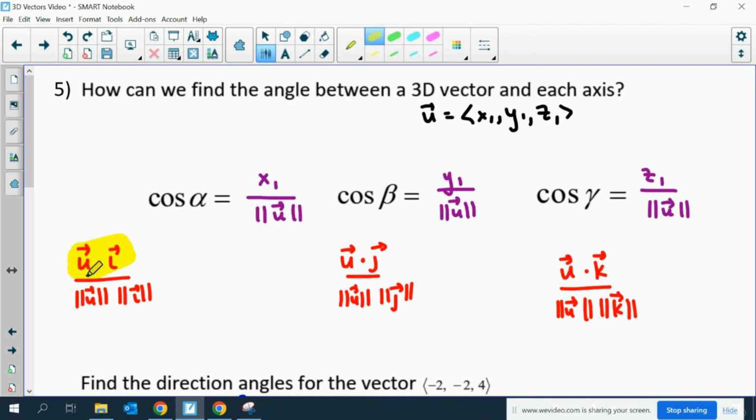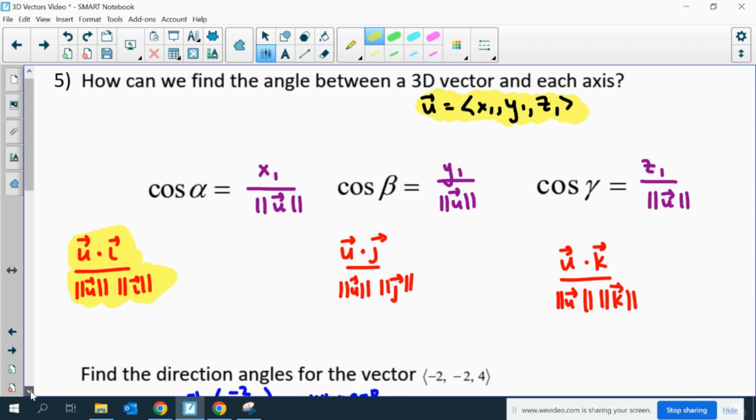We'll just focus on alpha first, and then the other ones follow pretty easily from there. But if I do this vector dotted with i, notice that the y and z components just go away. And since i is a unit vector, the magnitude of i is 1. So if I want the angle with the x-axis, I just take the x component of the vector and divide it by the magnitude of the vector, and then take the arc cosine of it. Likewise for y and z.